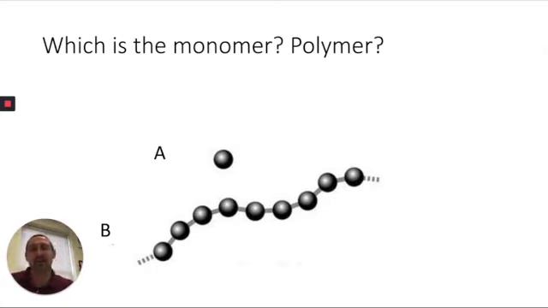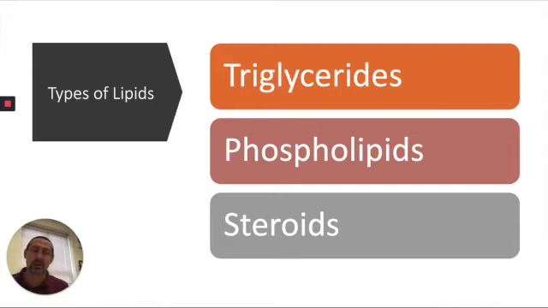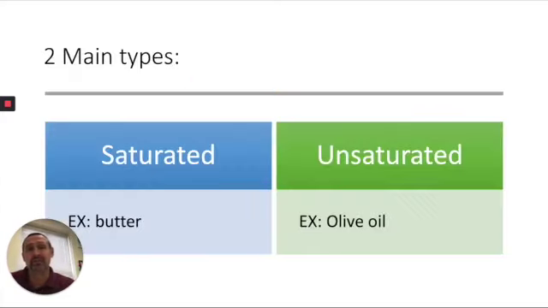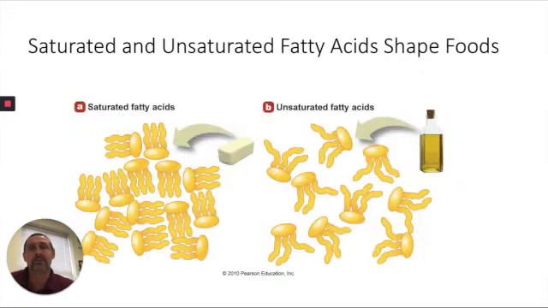You'll notice that lipids are made up of carbon, hydrogen, and oxygen, just like carbohydrates are. The difference is that the ratio between the carbon, the hydrogen, and the oxygen is significantly different. There are 3 types of lipids we're going to focus on: triglycerides, phospholipids, and steroids. Of the triglycerides, there are 2 major types of fatty acid chains: saturated fats and unsaturated fats.